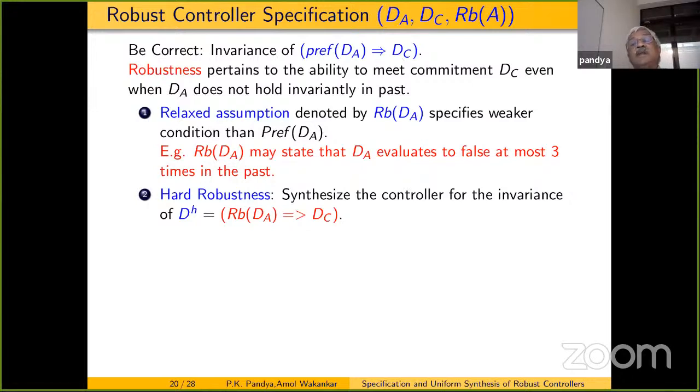If the DA automaton has been continuously green lighting in the past, then in the current transition, the DC automaton should also green light. So invariantly you satisfy the property: if all the prefixes of the behavior seen so far satisfy my assumption formula, then my current behavior should satisfy the commitment formula. In robustness, we want to satisfy DC even if DA has been false for a few of the prefixes, right?